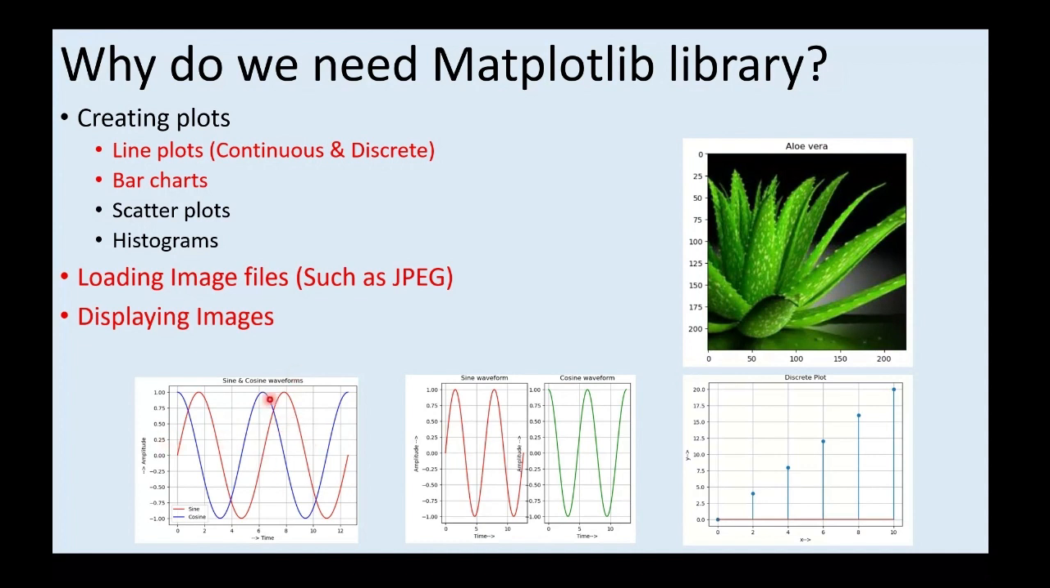You can create multiple graphs in the same figure window like shown here, or you can plot two different waveforms adjacent to each other, one below the other, or more than two waveforms in the same figure window. This we can do as a subplot. We also will be able to load, let us say, JPEG or PNG images. We can convert these image files into a NumPy array using Matplotlib functions, as well as display the images like this one using Matplotlib library functions.